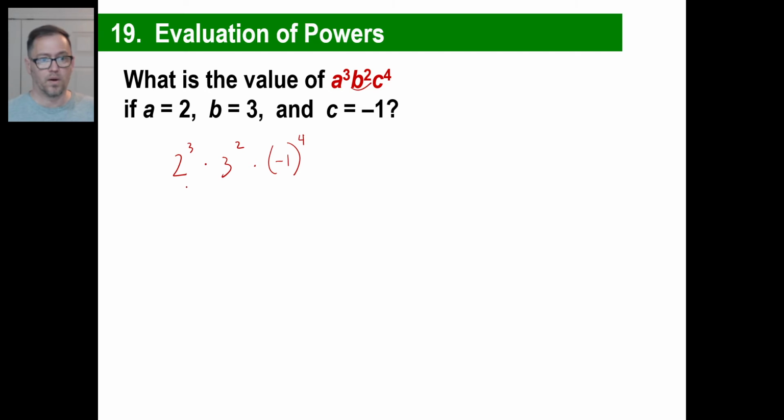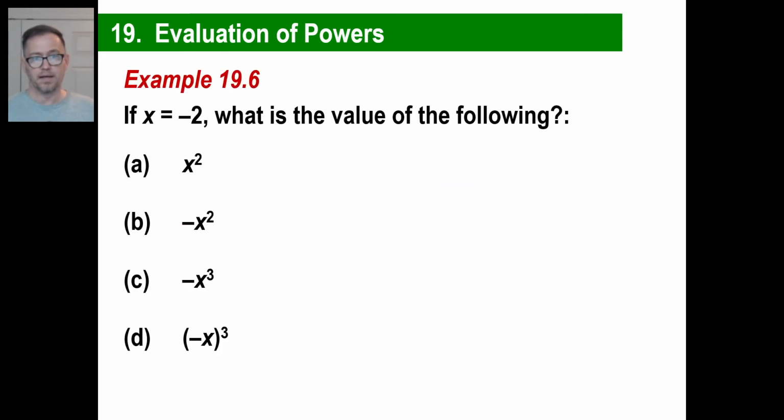Well, 2 to the third power is 2 times 2 times 2, which is 8. 3 to the second power is 3 times 3, which is 9. Negative 1 to the fourth power is negative 1 times negative 1 times negative 1 times negative 1. All right, so 4 times, that's going to be a positive, it'll be 1. So the answer is 8 times 9 times 1, which is 72. And there you go.